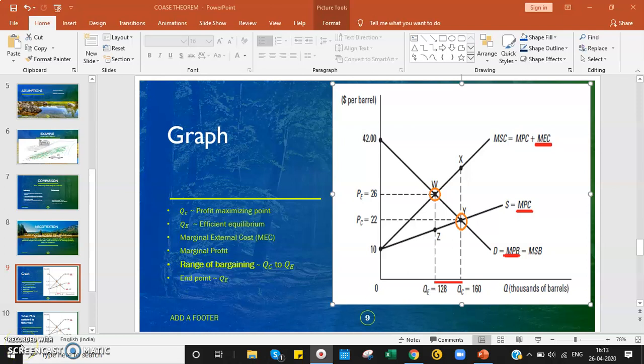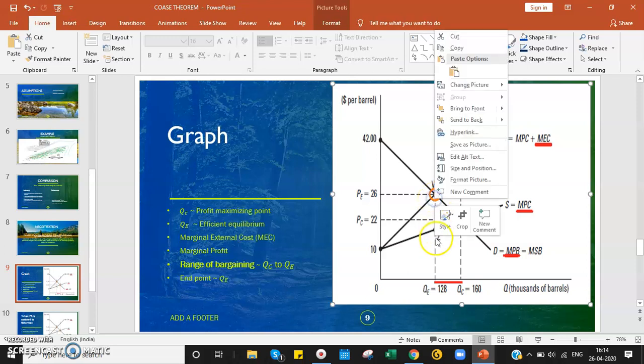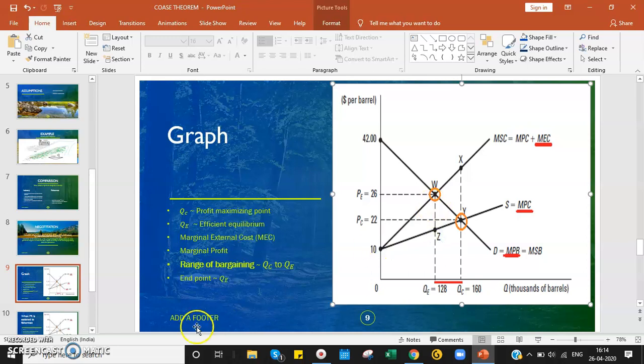So in this way we get a range of bargaining. The range of bargaining is from QC to QE. Why does the range of bargaining end at QE? Because at QE we see that the marginal external cost, which is the difference between W and Z, is equivalent to marginal profit, which is again the difference between W and Z.